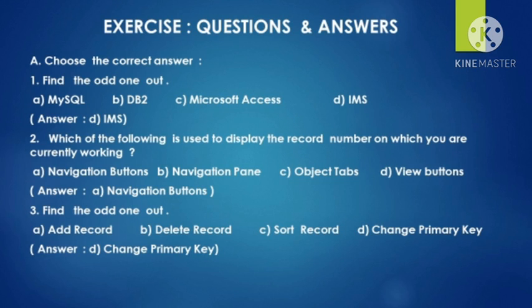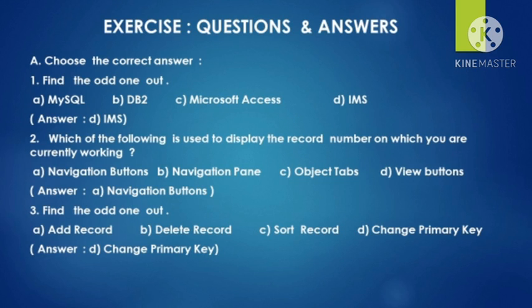Question number 2. Which of the following is used to display the record number on which you are currently working? The options are A, navigation buttons, B is navigation pane, C is object tab, and D is view button. The correct answer is option A, navigation button.